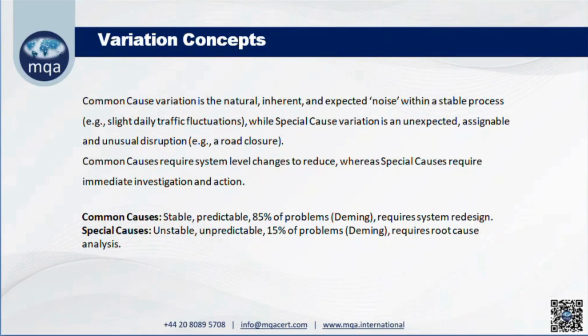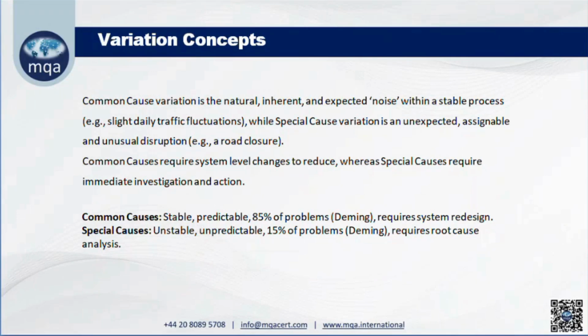While a special cause is an unexpected, assignable, and unusual disruption. Common causes require system level changes to reduce, whereas special causes require immediate investigation and action. These are outliers. If you look at a normal curve on a graph, it will fluctuate plus minus around the mean. But there is a certain spike, and those spikes we have to control, and we have to take action there and then based on the root cause. We can't predict that this will happen.